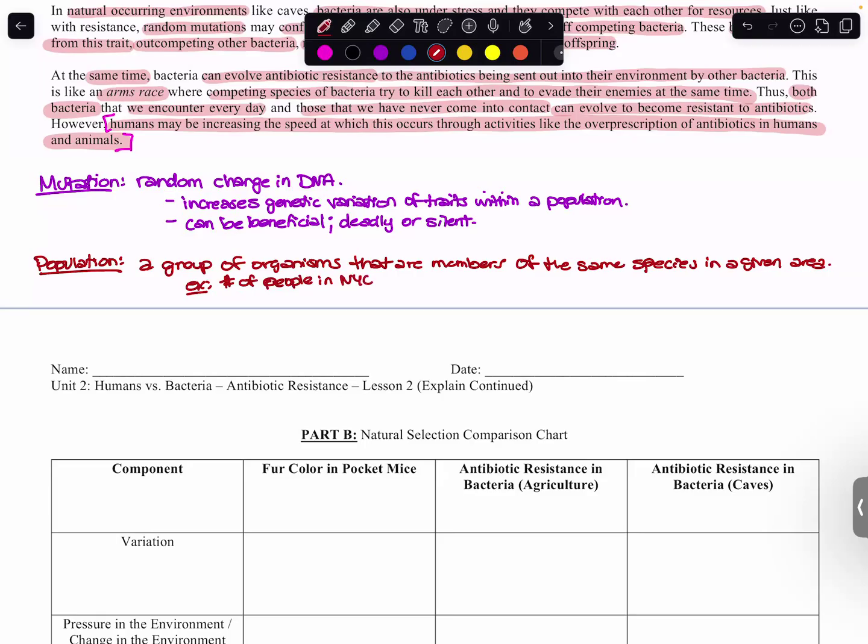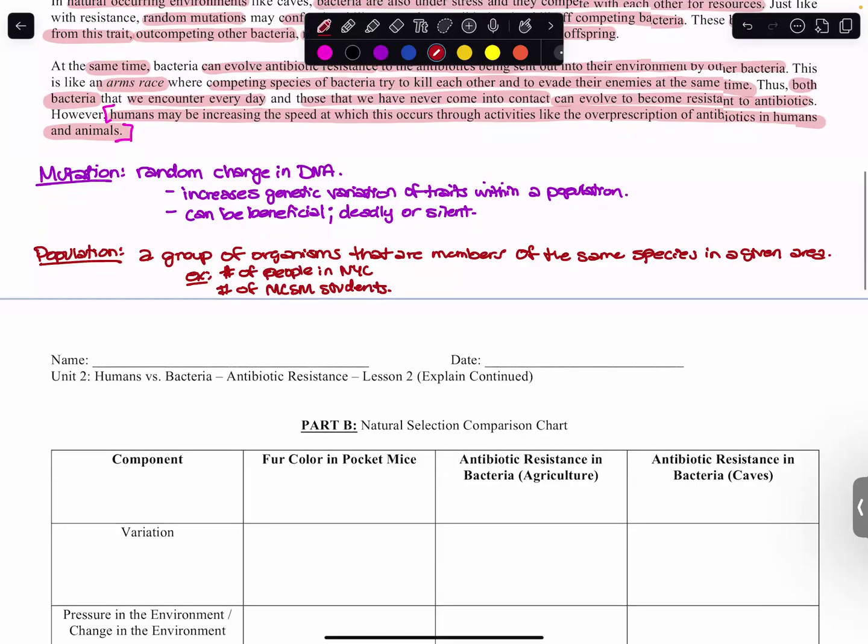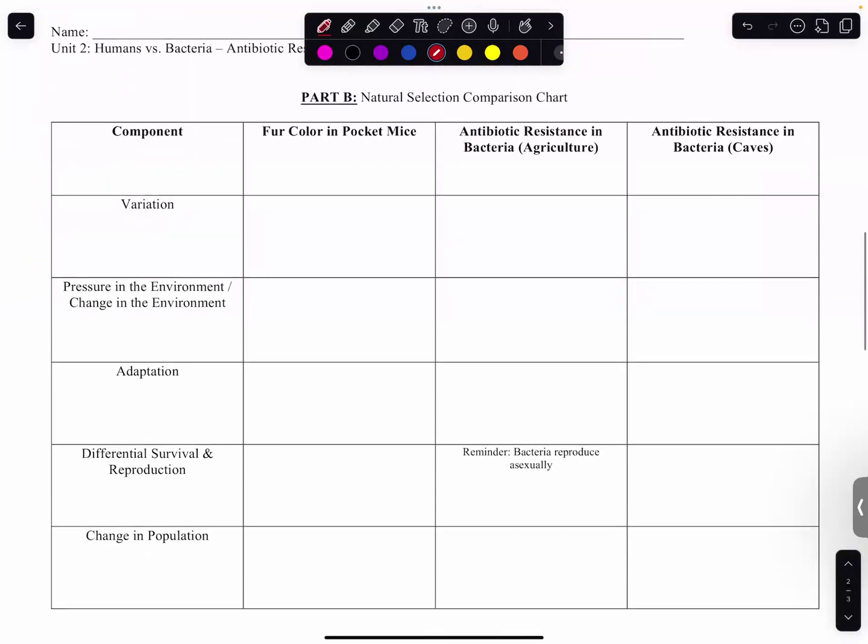An example might include the number of people in NYC or number of MCSM students. MCSM students usually congregate at MCSM, and if you're a student, you belong to the population of students. If you're a staff member like myself, I belong to a population of staff members, such as teachers, right? But we are all members of the same species in a given area, so we're a part of the human population overall. That's all that means. All right, let's push on.